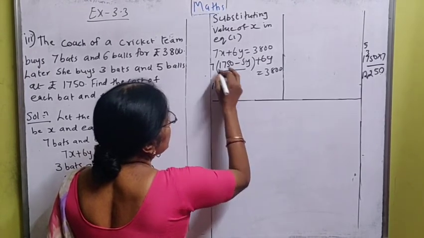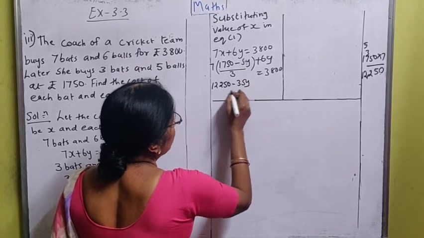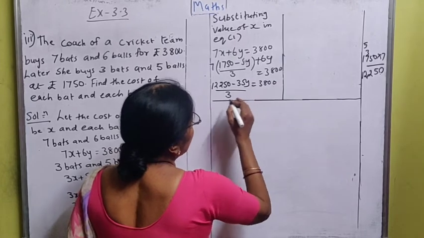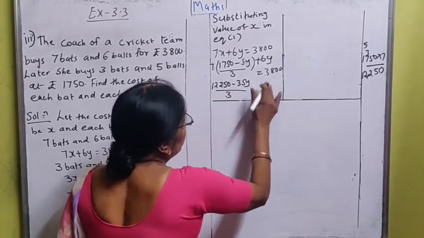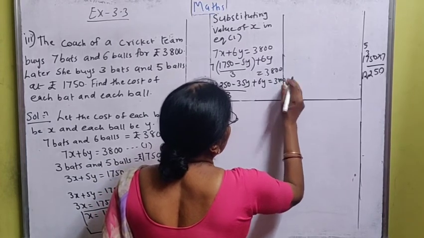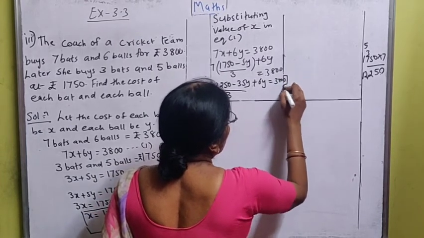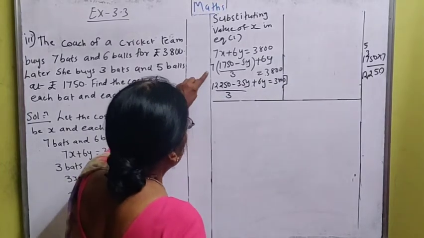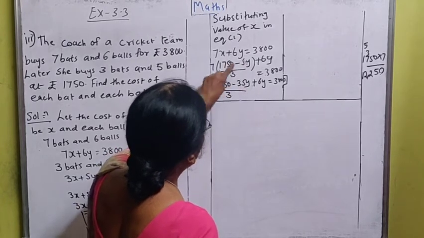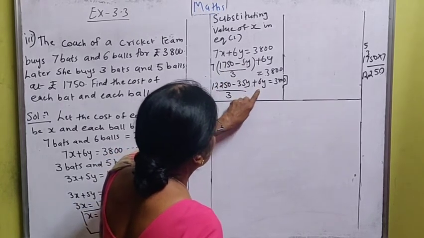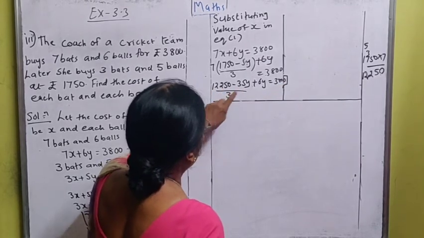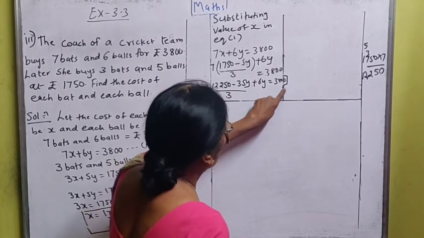12,250 minus 7 5s are 35y, whole divided by 3, is equal to 3800 plus 6y is equal to 3800. So again, 7 into 1750 is 12,250. 7 5s are 35, minus 35y, plus 6y will remain as it is, equal to 3800. So (12,250 minus 35y) by 3 plus 6y is equal to 3800.